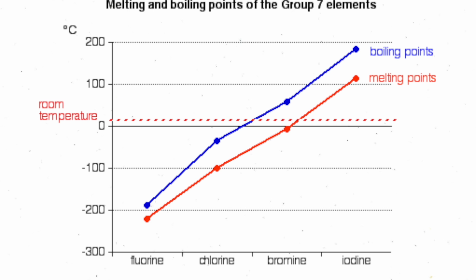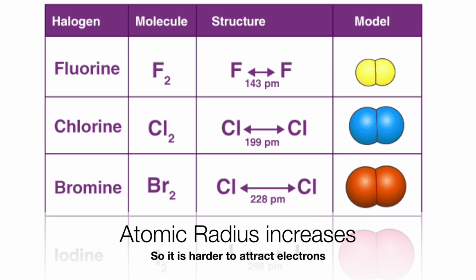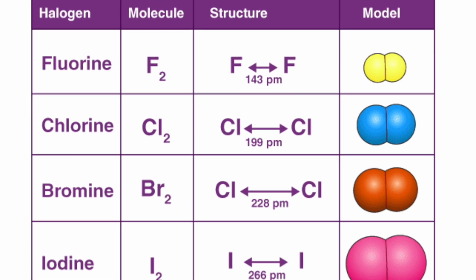Down the group, the melting points and the boiling points increase. Their reactivity decreases, which means that chlorine can displace iodine from its salt.